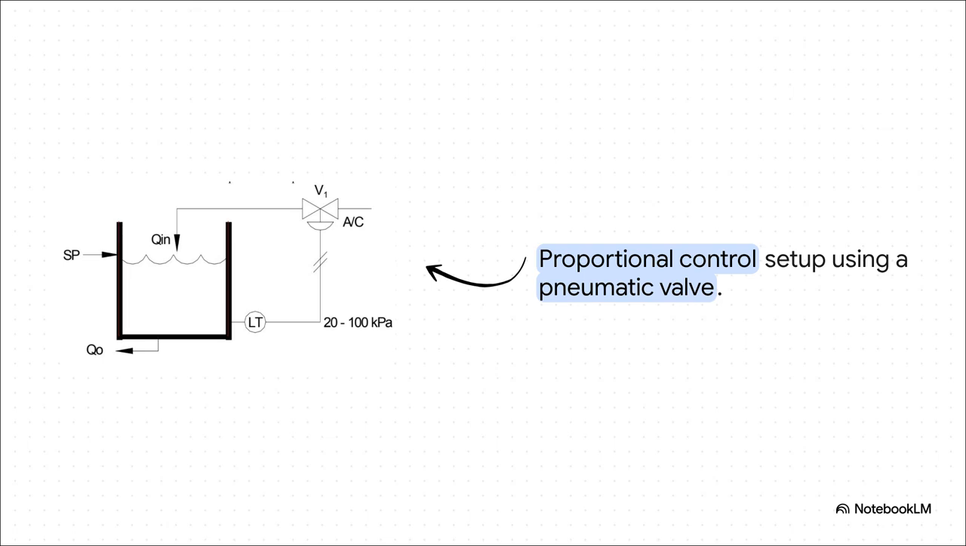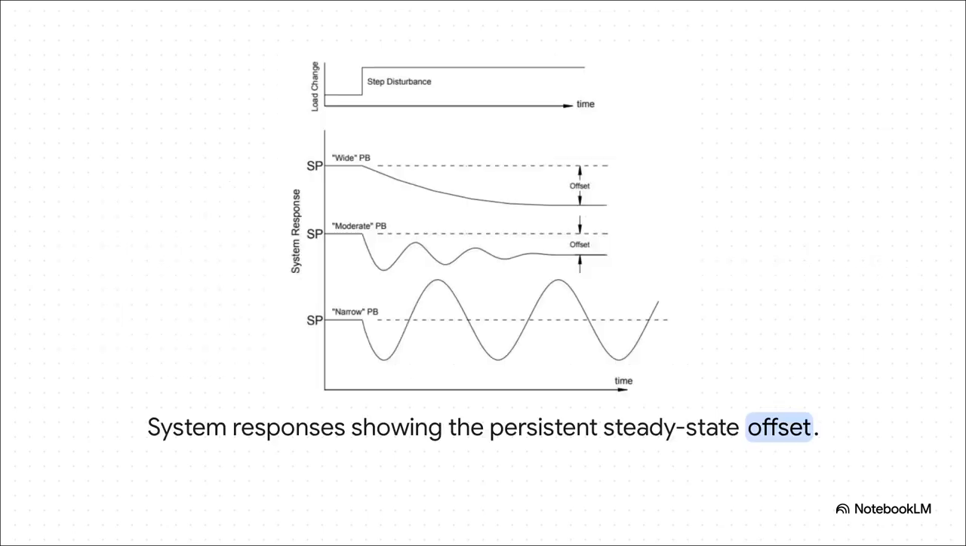Using a standard pneumatic output, say like 20 to 100 kilopascals, this controller is continuously modifying the flow based on the exact magnitude and the direction of our error. But if we look closer at the system response here, it reveals a pretty frustrating new problem. Yes, the system stabilizes, which is awesome, right? We finally lost that extreme sinusoidal wave. But it leaves behind this permanent gap just below our set point, which engineers call an offset.